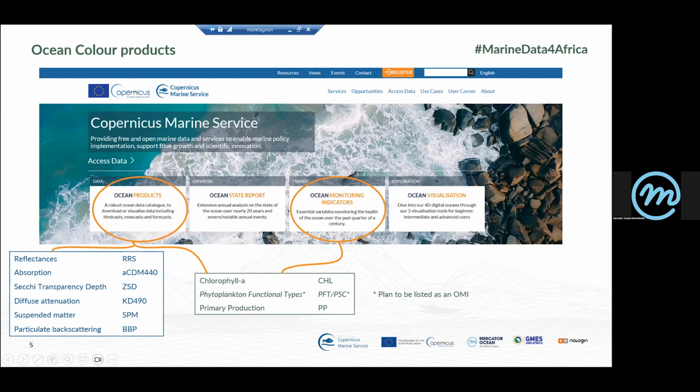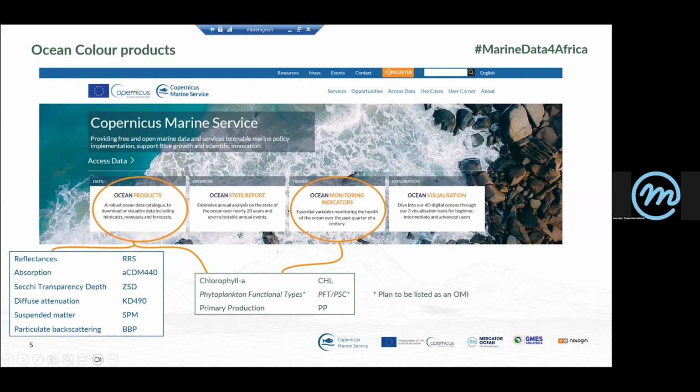Which are actually derived from the optical product, and which can also be used as a product, but also as an ocean monitoring indicator, which is actually an indicator of the health of the ecosystems. In this talk, we will focus mainly on the products, optical and biogeochemical, and we will not talk too much of ocean monitoring indicators, but if you have any question, I can answer.